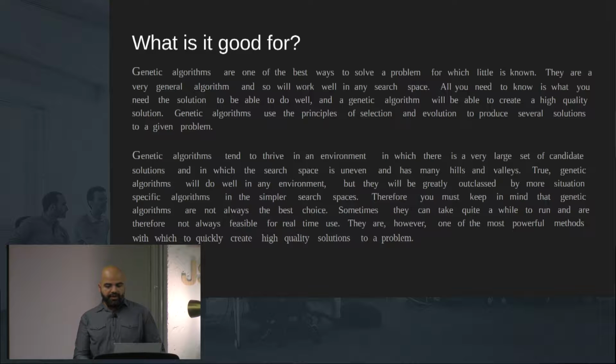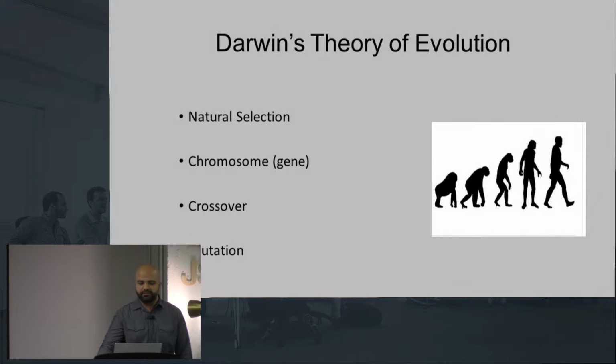They also tend to thrive in environments where there's a very large set of candidate solutions, a lot of times almost infinitely large, and in which the search space is uneven and has many hills and valleys. Again, I'll explain that as we go into an example or two. Also, genetic algorithms are often good when you're not looking for the best solution, but a good enough solution. In many cases in the real world, that's very applicable, where you don't care if you got the absolute best, but you want something that's solid enough, good enough for your use case.